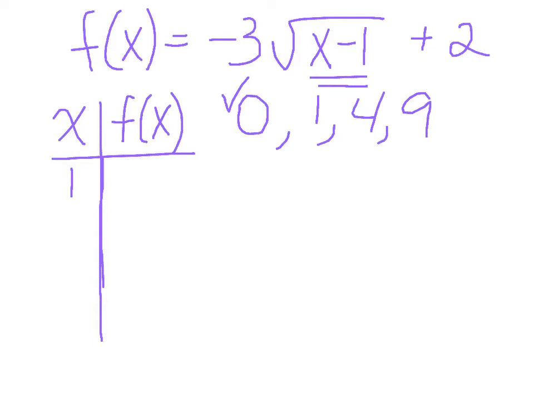1 minus 1 is 0. The square root of 0 is 0. 0 times negative 3 is 0. 0 plus 2 is 2. So I have the ordered pair 1, 2.